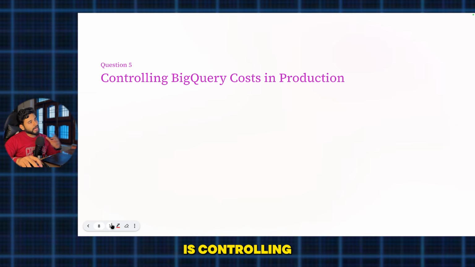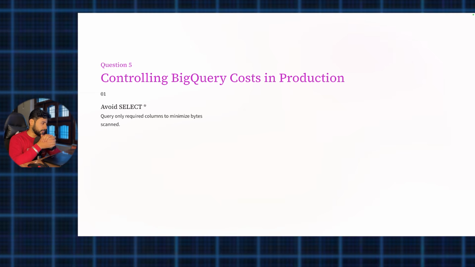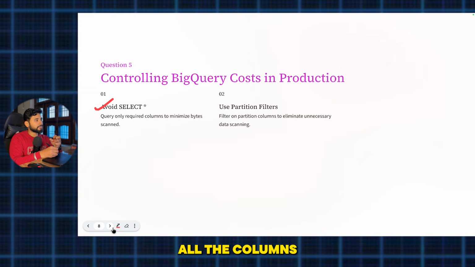Next question is controlling the BigQuery cost in production. Whenever you talk about production jobs or live projects, they will always ask what the cost is and how much it is taking. Cost is a very important aspect. You should never use select star, because it will scan all the columns at once, which is not required. Next, use partition filters. Every time, it will eliminate data scanning. Partition pruning it will do. That is why it is important.